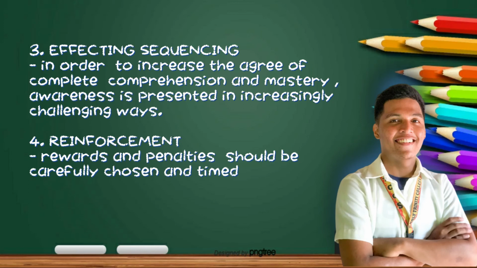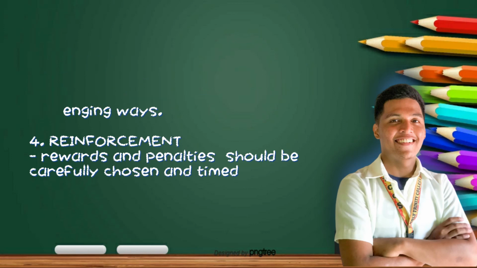The fourth one is reinforcement. Reward and punishment should be selected and placed appropriately. Bruner investigated motivation for learning. He felt that ideally interest in the subject matter is the best stimulus for learning. Bruner did not like external competitive goals such as grades or class ranking.